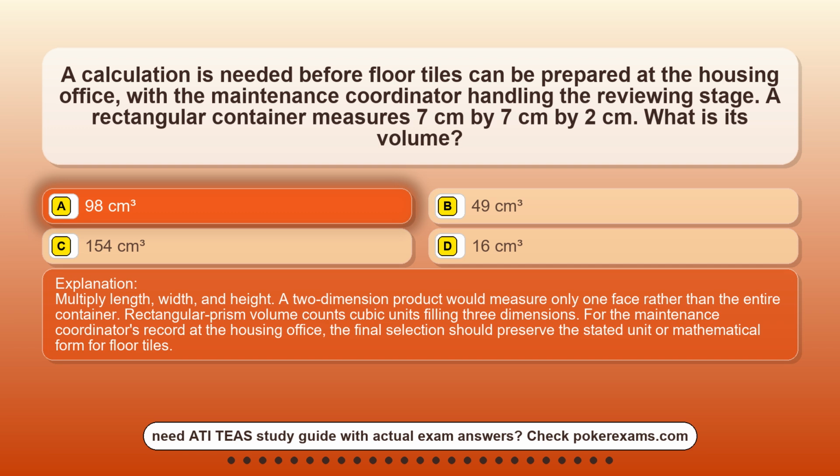Multiply length, width, and height. A 2-dimension product would measure only one face rather than the entire container. Rectangular prism volume counts cubic units filling 3 dimensions. For the maintenance coordinator's record at the housing office, the final selection should preserve the stated unit or mathematical form for floor tiles.